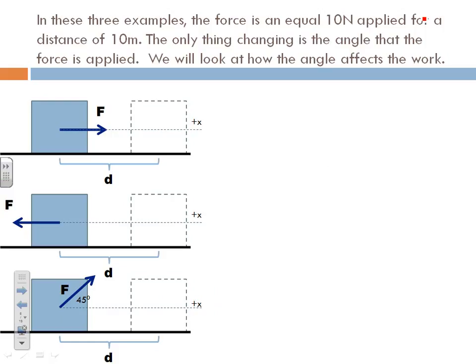All right. In these three examples, we're going to use the same magnitude of the force every time, and it's going to be 10 newtons. And every time, we're going to have the distance that this thing travels be 10 meters, off to the right by 10 meters. And what we're going to look at is how the angle theta actually changes the amount of work that the force is doing. So let me just review that for a second.